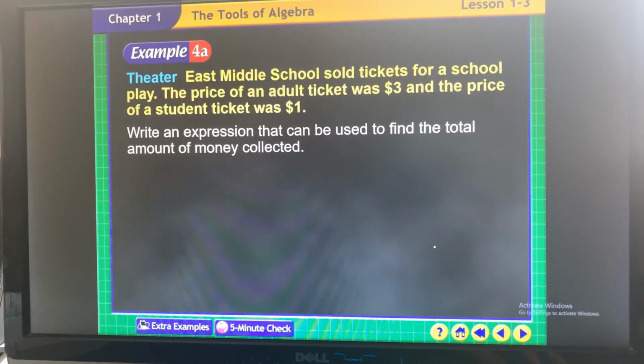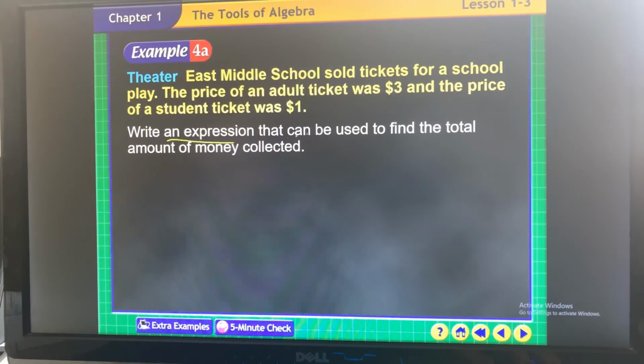Okay, East Middle School, you're going to write an expression that can be used to find the total money. Each middle school sold tickets for a school play. The price of an adult ticket was $3 and the price of a student ticket was $1. So what would the expression be? Well, you don't know how many adult tickets you sold, plus you don't know how many student tickets you sold.